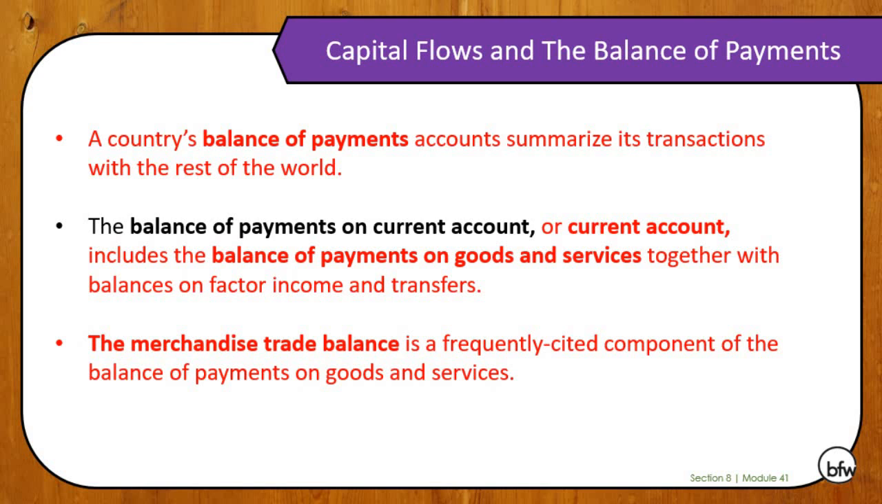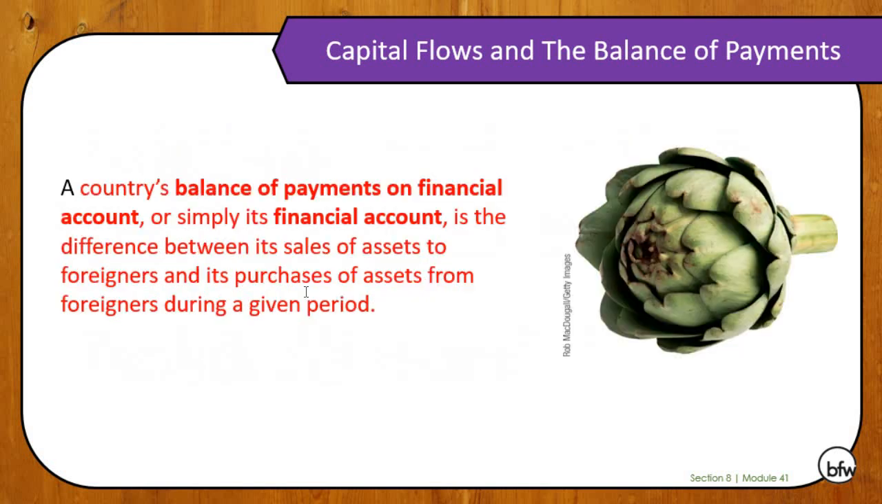So the current account includes the balance of payments on goods and services, together with balances on factor income and transfers. That's typically what they're talking about when they talk about a trade deficit, meaning we import more into our country from a certain country than we export to them, or a trade surplus, which means we export more of our goods and services to that country. Like I said, that's typically the most frequently cited statistic to measure trade between countries.